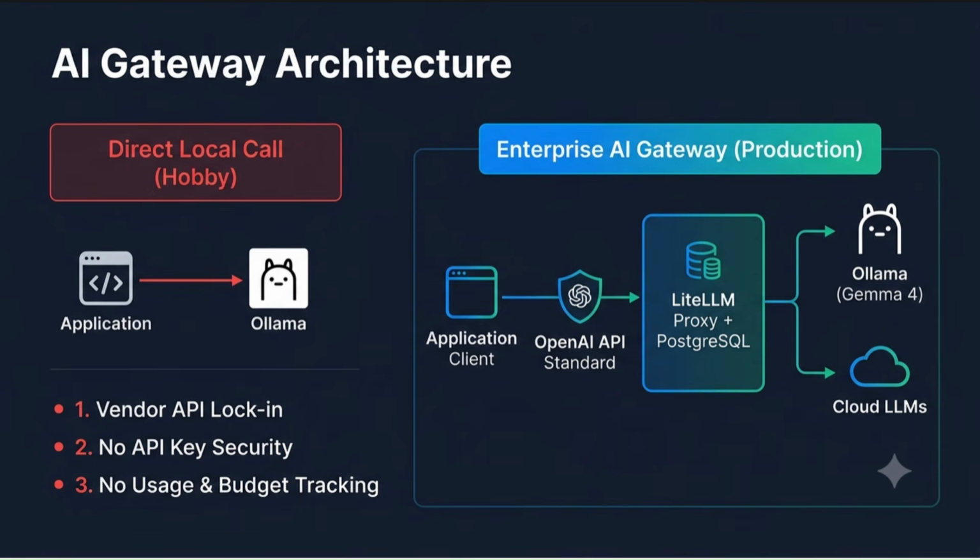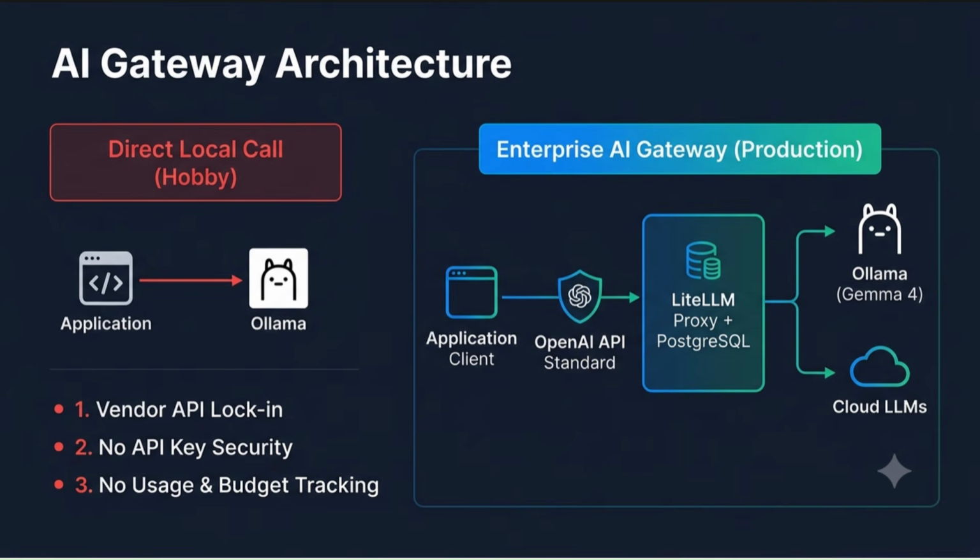Hi everyone, welcome back. If you are building AI applications locally, you have probably used tools like Ollama to run open source models on your laptop. It's fast, easy, and great for prototyping. But when you want to move from a hobby script to a production-ready software system, hitting local model endpoints directly creates a big challenge.